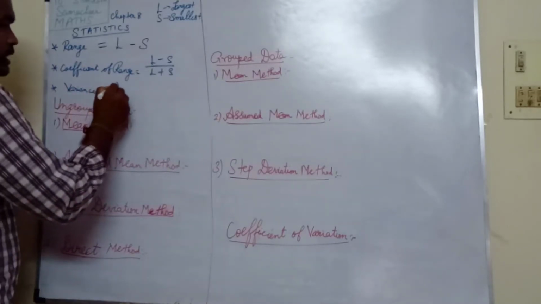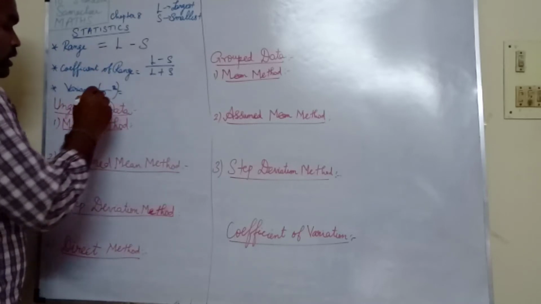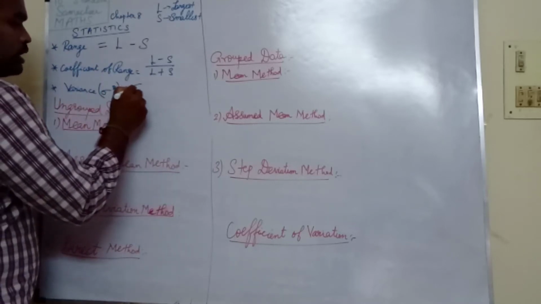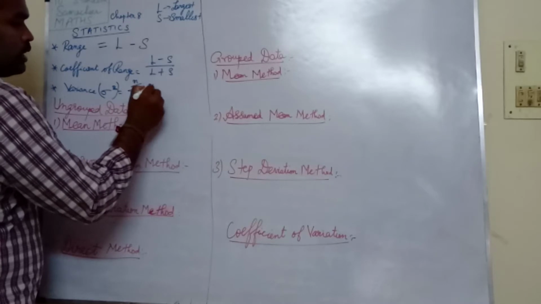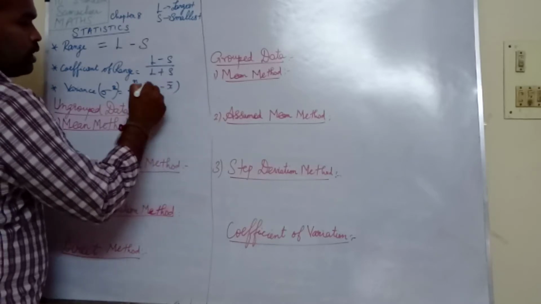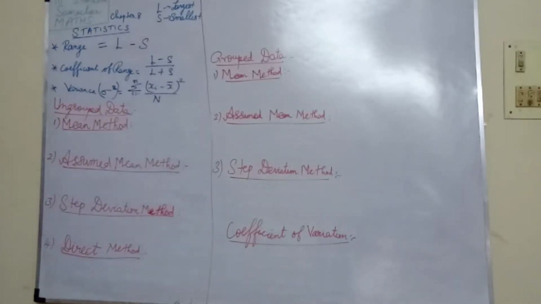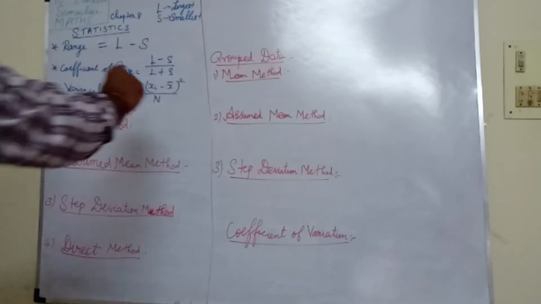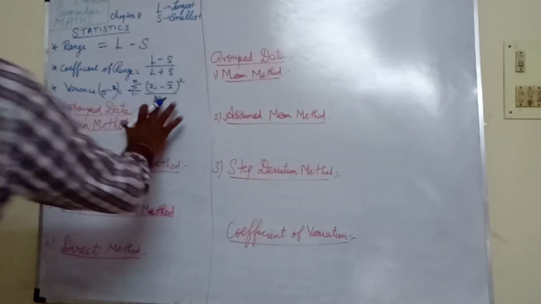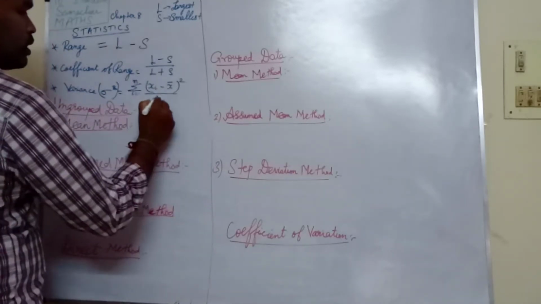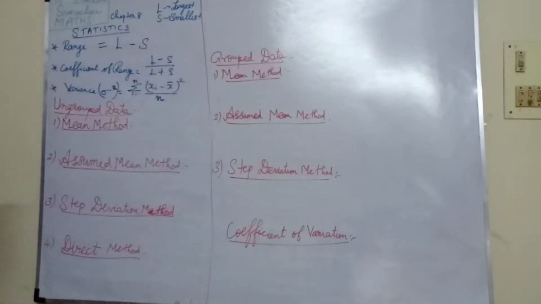Next, variance. Variance is, this is the symbol, sigma square, standard deviation square. So what is the formula for variance? Sigma, i equal to 1 to n, xi minus x bar whole square, by n. This is the formula for the variance. Xi minus x bar whole square by n. Here the small n we need to mention.